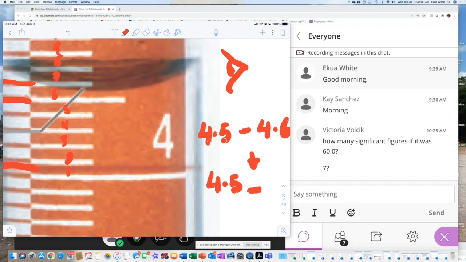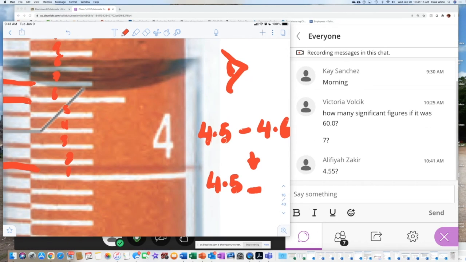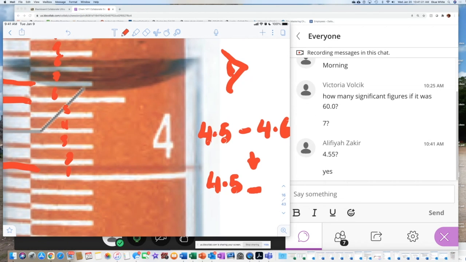Anybody? You can give me the number in whole numbers, like 1, 2, 3, 4, 5, 6, and then I can just put the number on there. Okay, thank you, Alifia. Is that how to pronounce your name, Alifia? Thank you. Okay, so 4.55. So she's thinking that it's halfway through, okay? So I write 4.55. Anybody else?